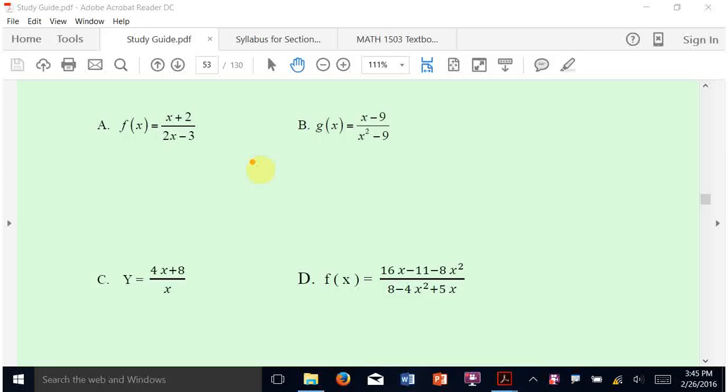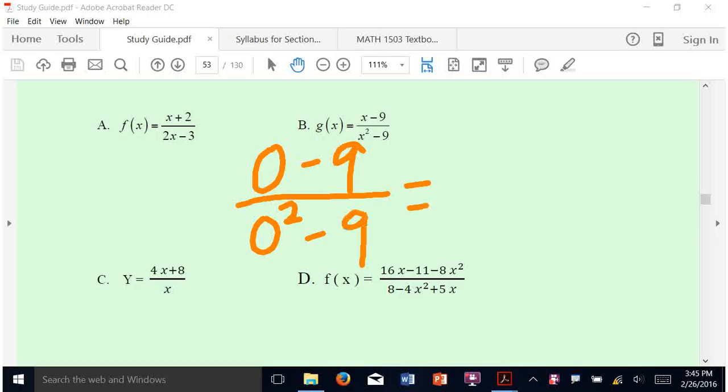We'll talk about y-intercepts and x-intercepts. So to find the y-intercept of this function, you're going to want to plug in x equals 0 into your function. So what happens when you plug in 0 for x? You get 0 minus 9 over 0 squared minus 9. And that ends up being negative 9 over negative 9, which is just 1. So your y-intercept is at the point 0 for x, 1 for y.